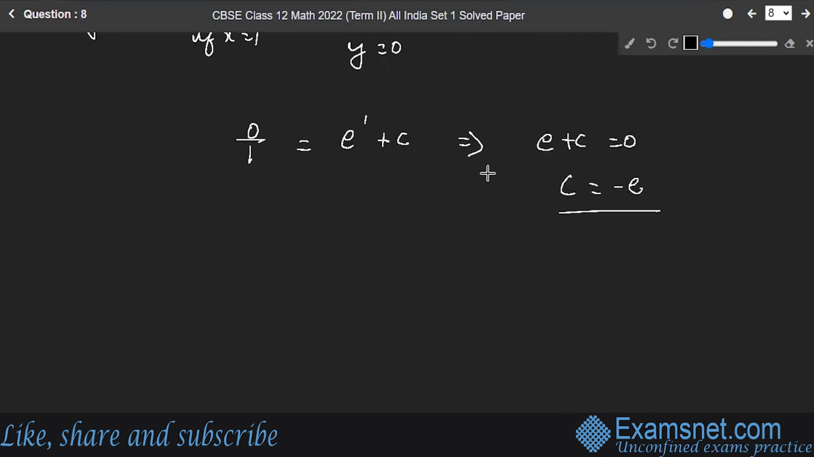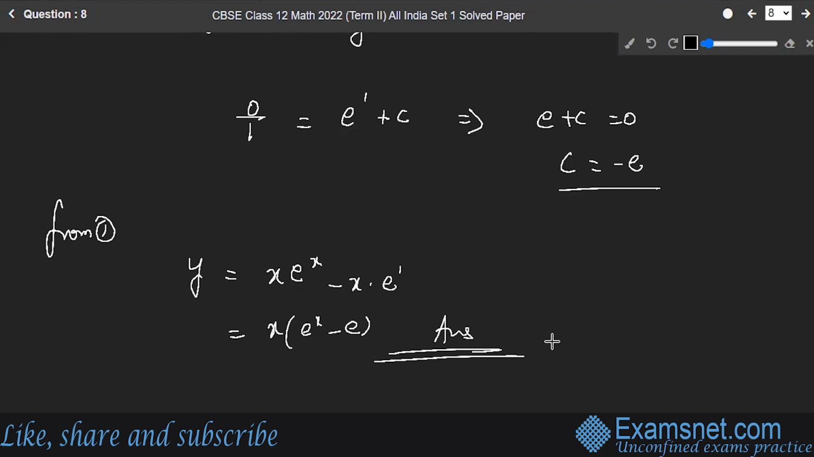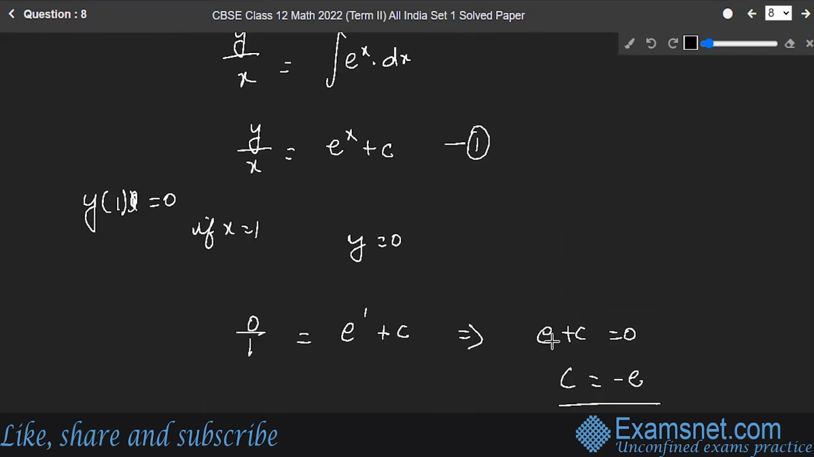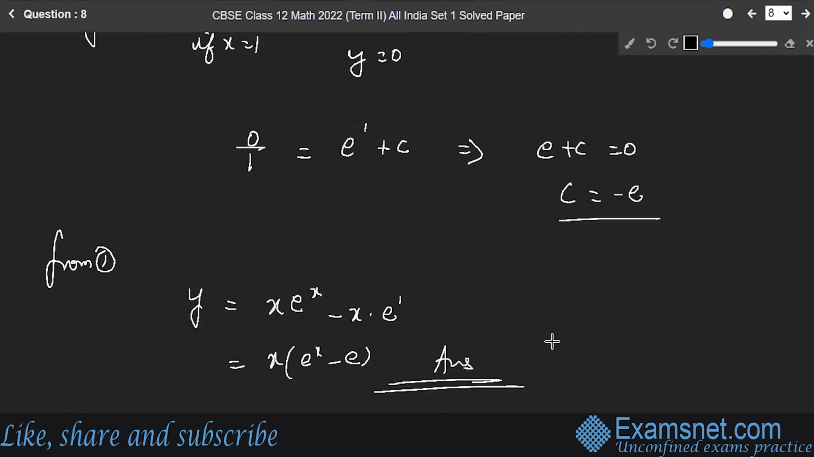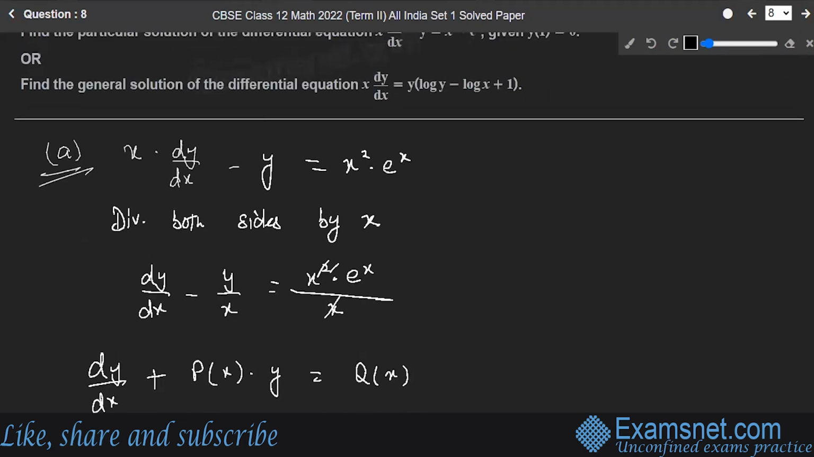Now the equation becomes, this was your equation 1. From 1, you have y is equal to x into e raised to power x minus x into e raised to power 1. This is the answer to the question, right? So here, that's it. I hope you have understood that well.